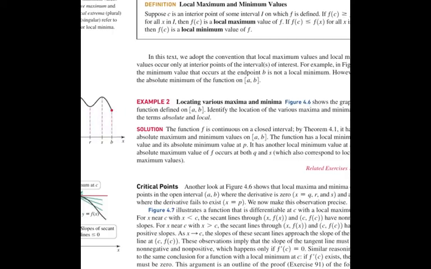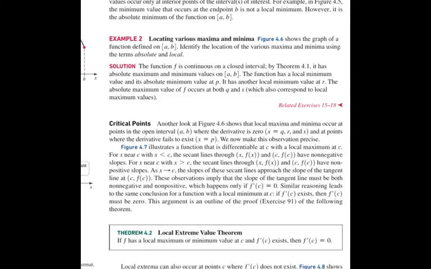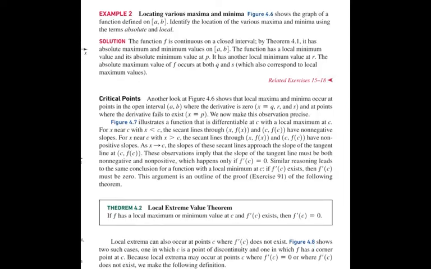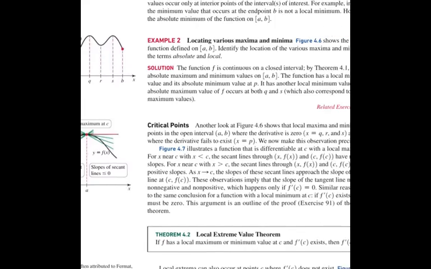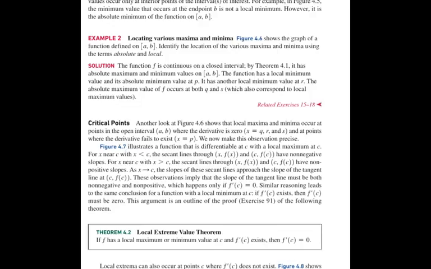Okay. So then critical points. Another look at figure 4.6 shows that the local max and min occur at points on the open interval ab where the derivative is 0. Again, the slope of the tangent line is horizontal, or it's flat.